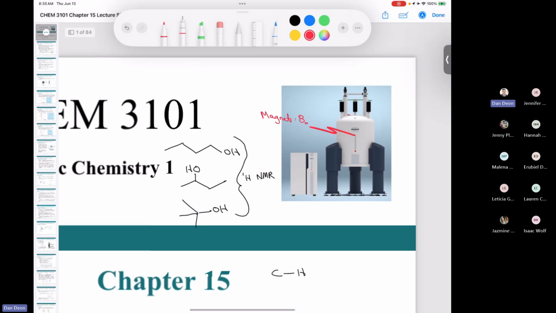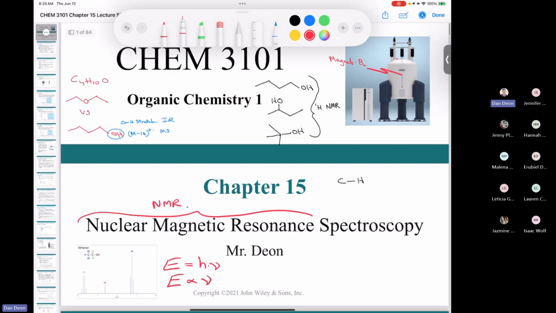Now, the reason I'm telling you that is because we're going to talk about energy a lot in this chapter. We're going to talk about frequency a lot in this chapter. And I want you to know that energy and frequency are directly proportional. Yes, they are, but they're also directly proportional to that big magnetic field. So energy, frequency, and the magnetic field are all directly proportional to each other.